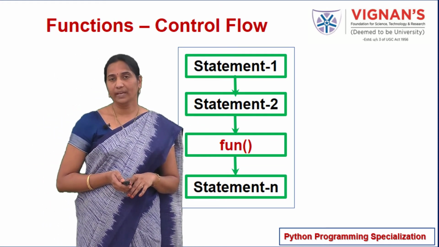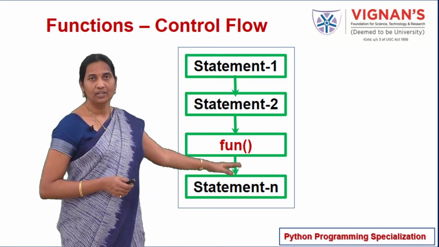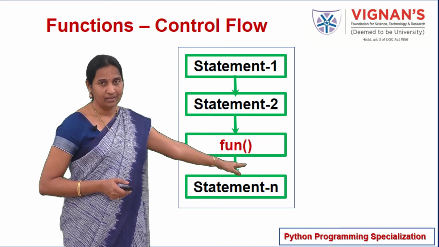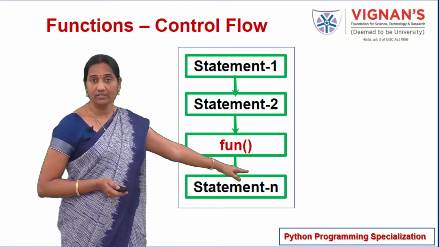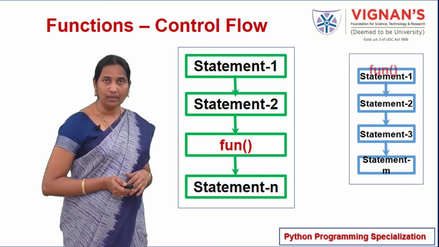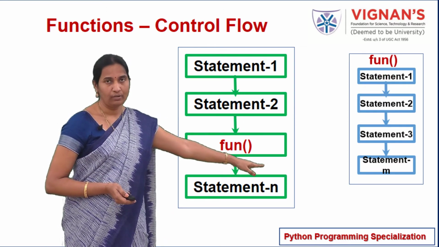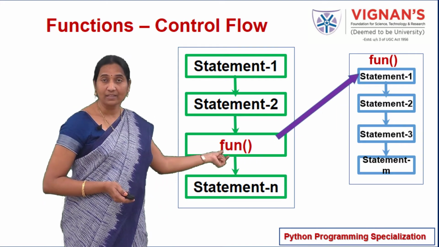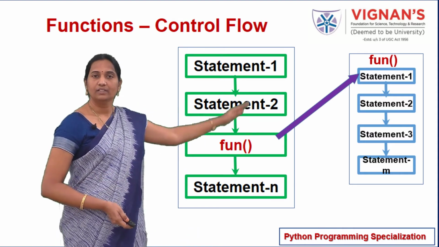But assuming there is a function as part of the program, let's assume that instead of one of the statements, I replaced it with a function called fun. In that case, whenever that statement gets executed, the flow of control is transferred to the statements that are part of fun. Assume these are all the list of statements that are part of the function fun, and the flow of control will be transferred from that statement to the first statement of the function fun.